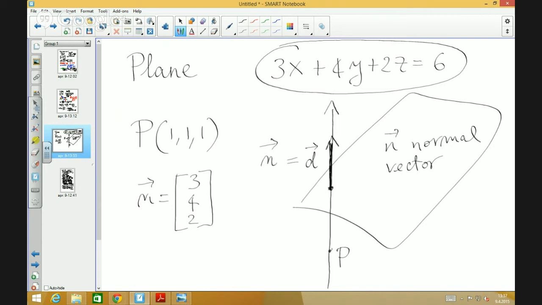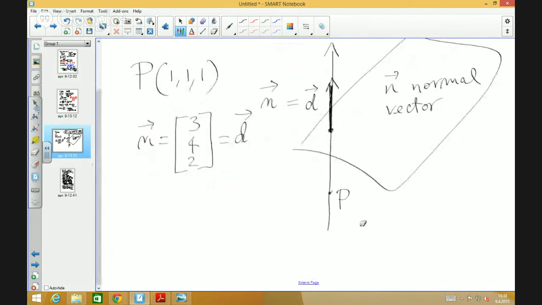Okay? But now, ladies and gentlemen, I have a point, 1, 1, 1. I have a direction vector. And once you have a point and a direction vector, you have what? You have the equation for the line. So what is the equation for the line? Well, let's write it in the form which I think is the most intuitive. It just tells us what x, y, and z are for all of the points of the line. Well, I want this to go through the vector 1, 1, 1 plus t times the direction vector. So this would be plus 3 times t, plus 4 times t, plus 2 times t, where t can be an arbitrary real number.